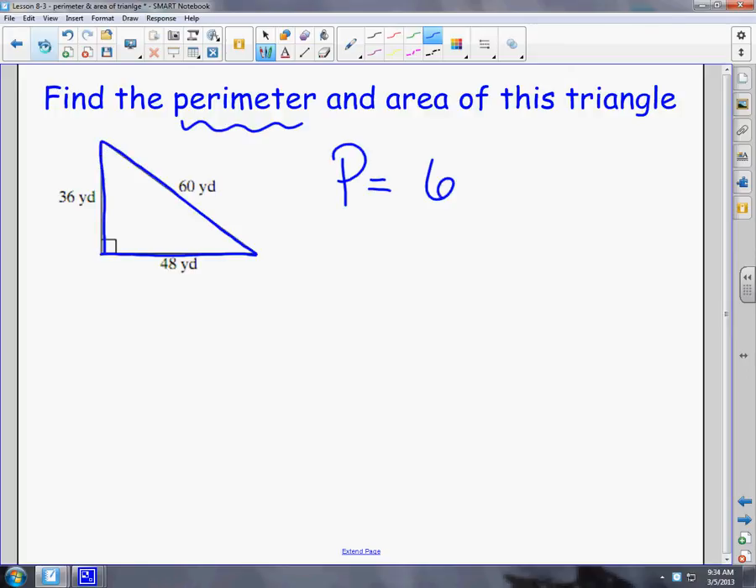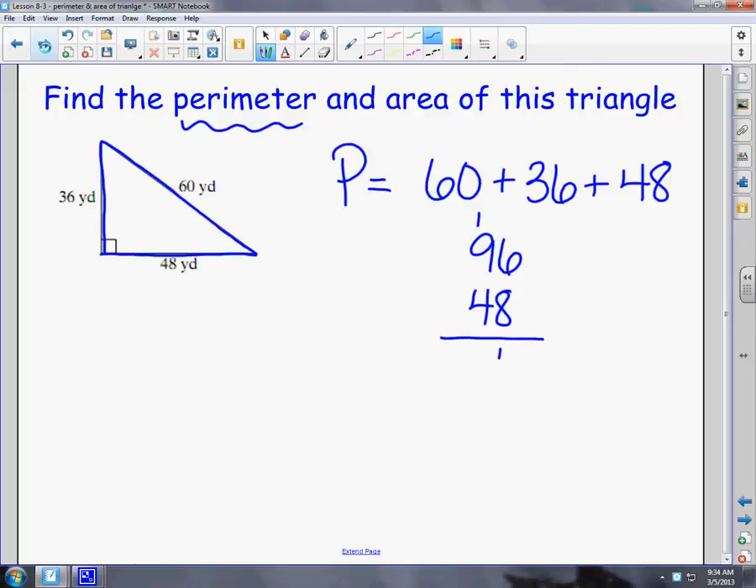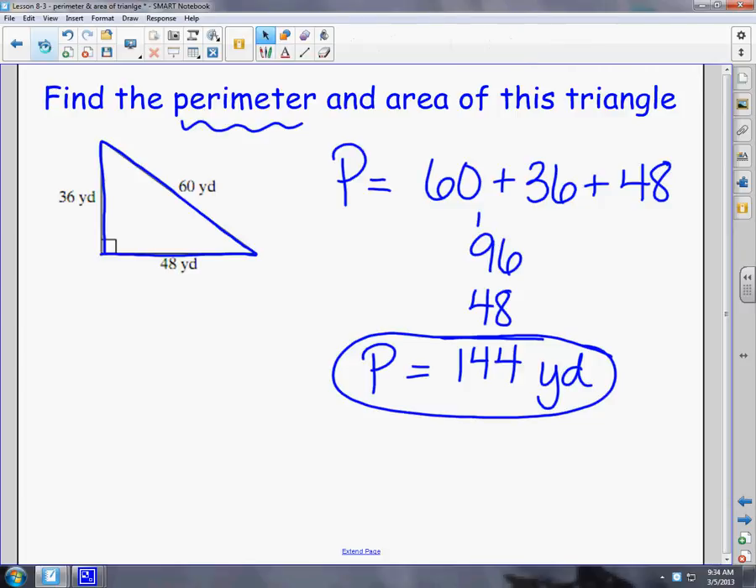I'm going to have 60 plus 36 plus 48. Well, 60 plus 36, I can do in my head, is 96, and then I have to add 48. So that's 14, and then this is 14, so 144. So my perimeter equals 144 yards. That's how much fence I would need if I wanted to have this as my garden.